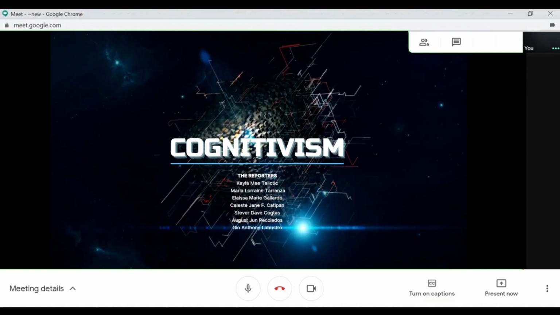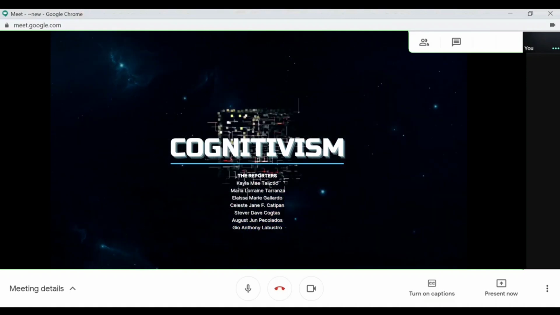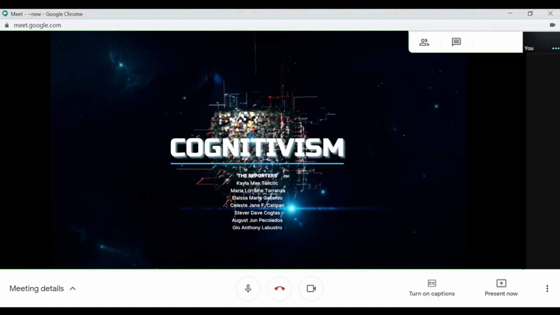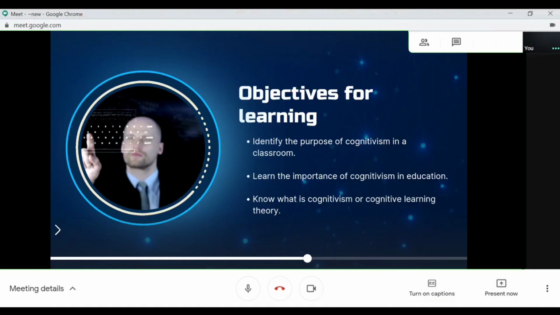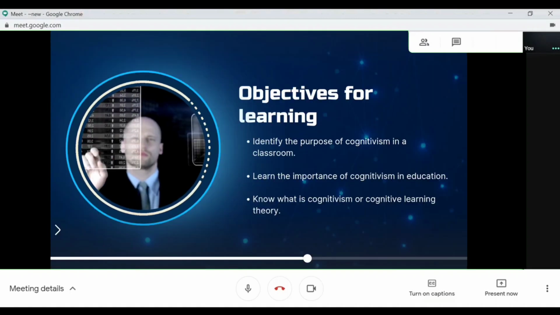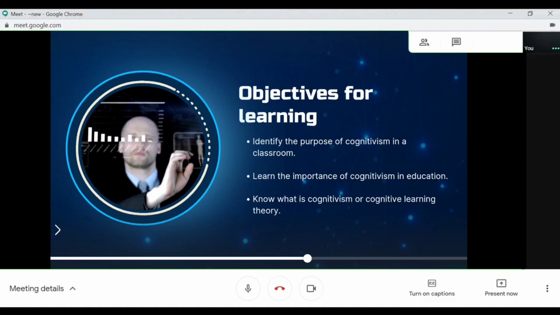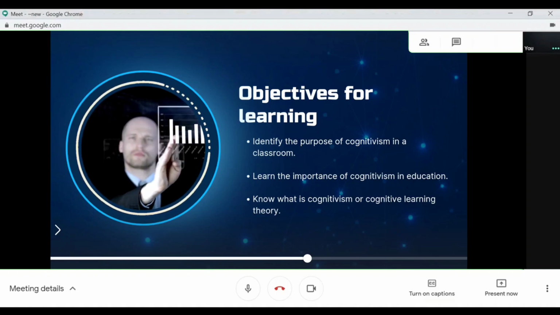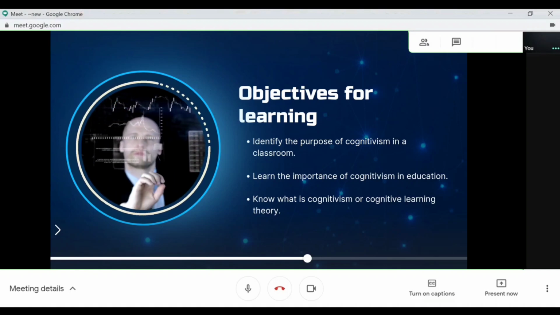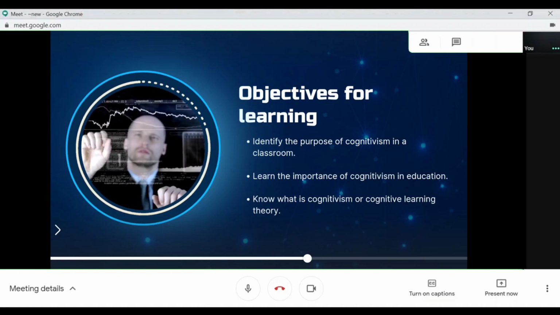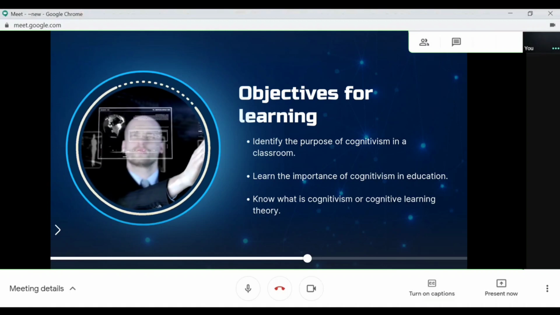Before we start about our main topic, which is cognitivism, I will tackle you about the objectives for learning. First is identify the purpose of cognitivism in a classroom. Second, learn the importance of cognitivism in education. And last, know what is cognitivism or cognitive learning theory.